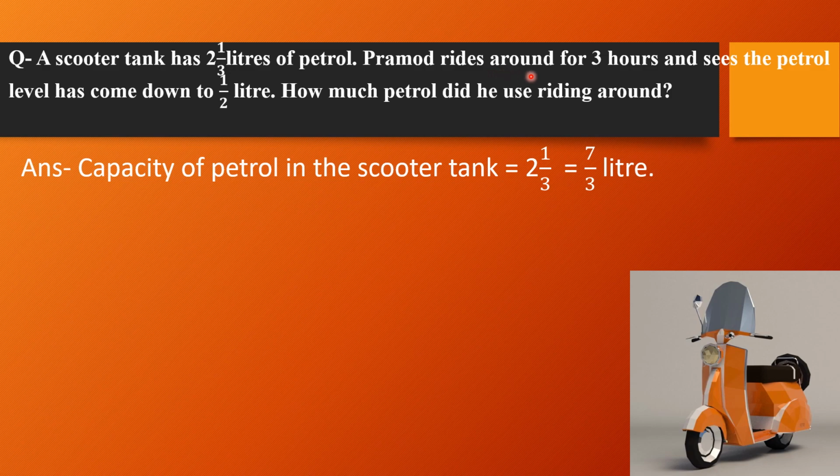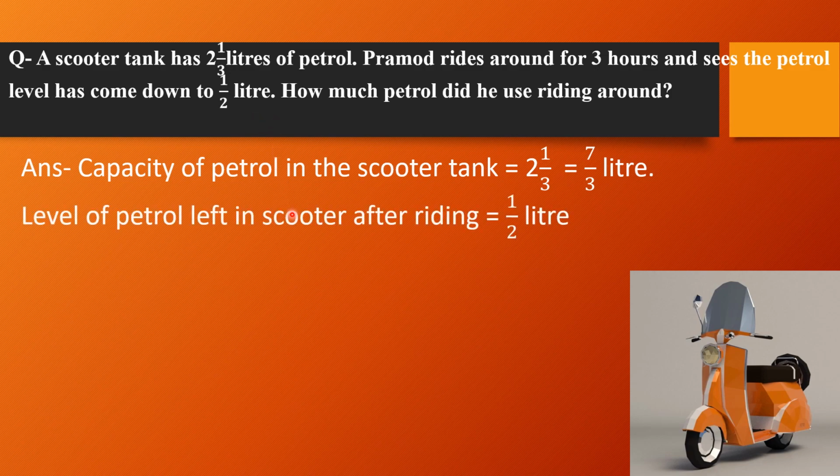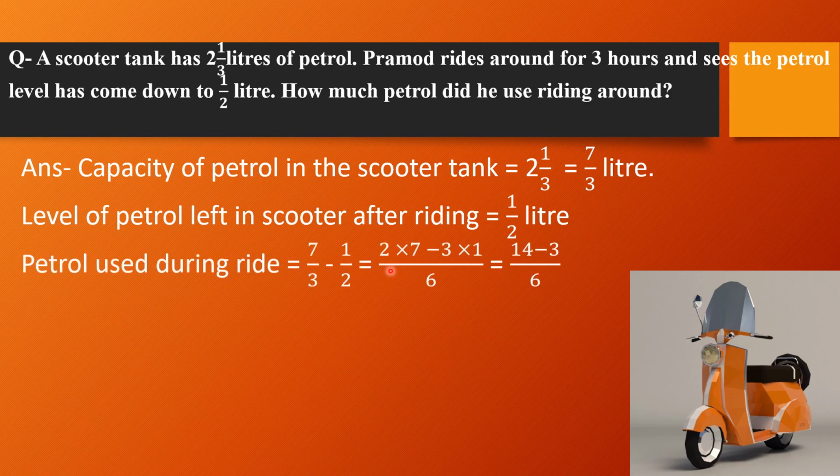Then Pramod rides around for 3 hours and sees the petrol level has come down to 1 by 2 liter. It means the petrol which is left is 1 by 2 liter after the ride. So how much petrol did he use? It means we need to subtract. So 7 by 3 minus 1 by 2. Here 3 and 2 are different denominators, so we will find the LCM. And the LCM of 3 and 2 is 6.